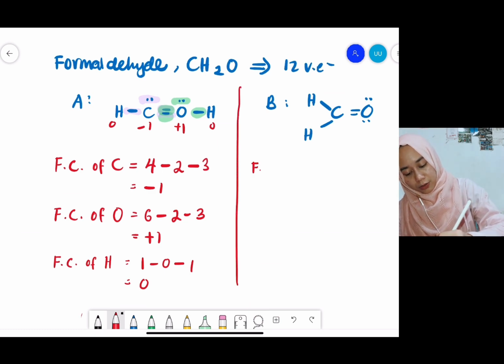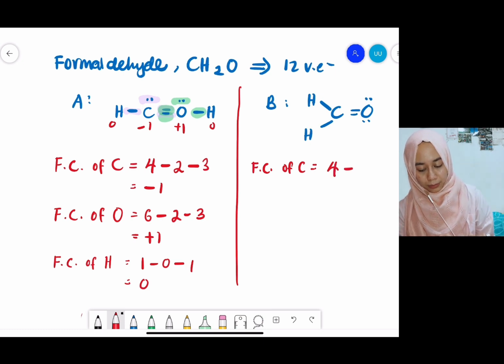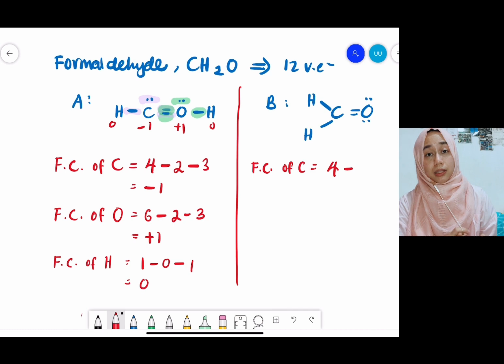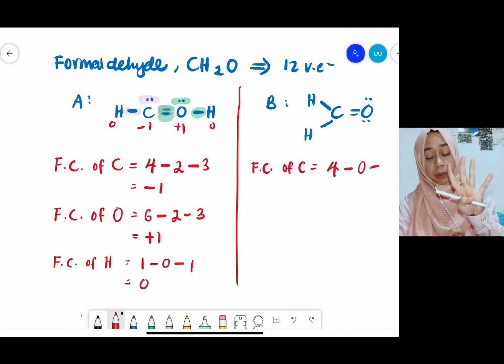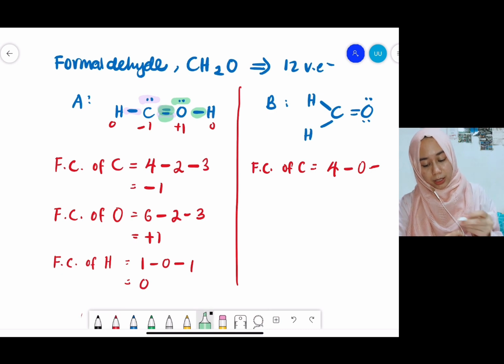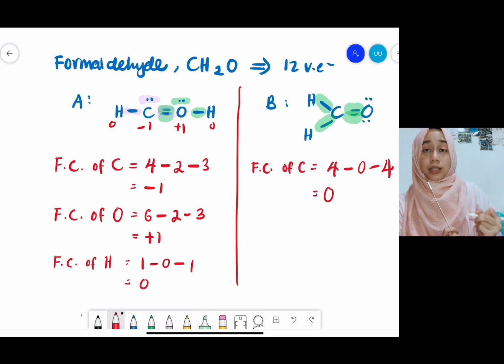So, kita kira dahulu formal charge untuk carbon. So, kamu akan dapat 4 minus. So, dekat carbon tak ada lone pair kan? So, 0. Okay, and then dia ada 4 bond. Kamu kira keliling dia. Ada 1, 2, 3, 4. Okay, so ada 4 bond. So, tolak 4. Therefore, kamu dapat 0.